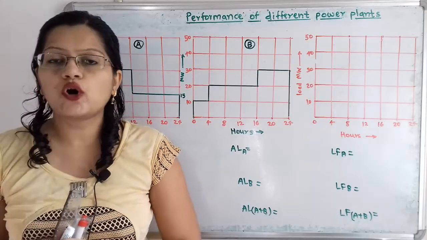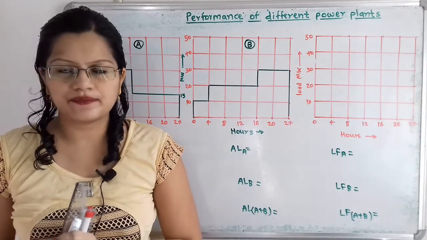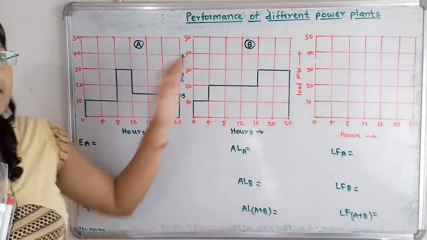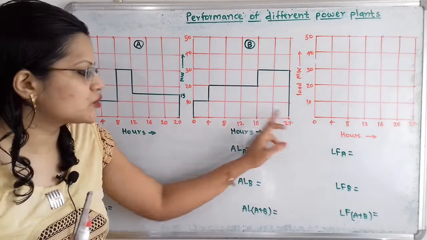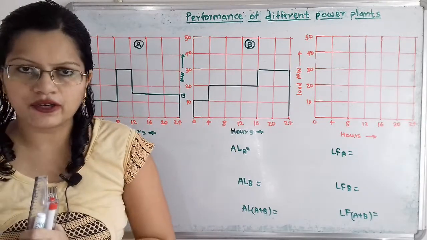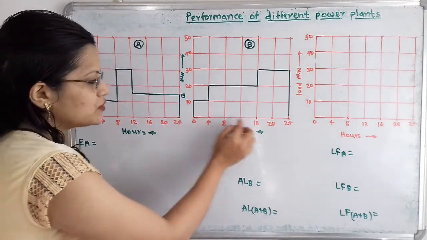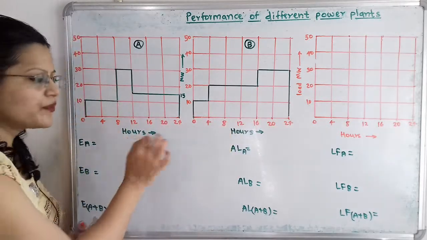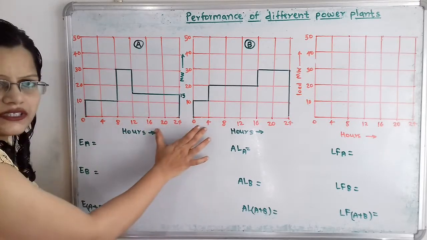We will first draw the load curve when the power is supplied to consumer A and B simultaneously. If we observe the given demand curve or load curve for A and B separately, on the vertical line load in megawatt is given, and on the horizontal line time in hours is given. So here the total time duration is 24 hours. The 24 hours are split into parts of 4 hours, that is 0, 4, 8, 12, 16, 20, 24. These are the same for both consumers.